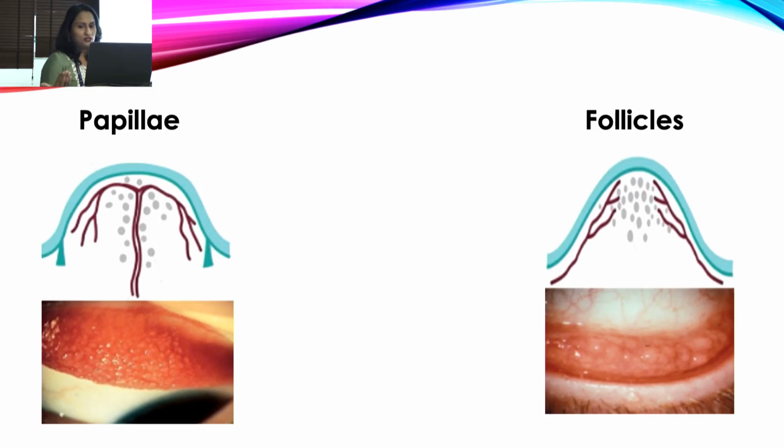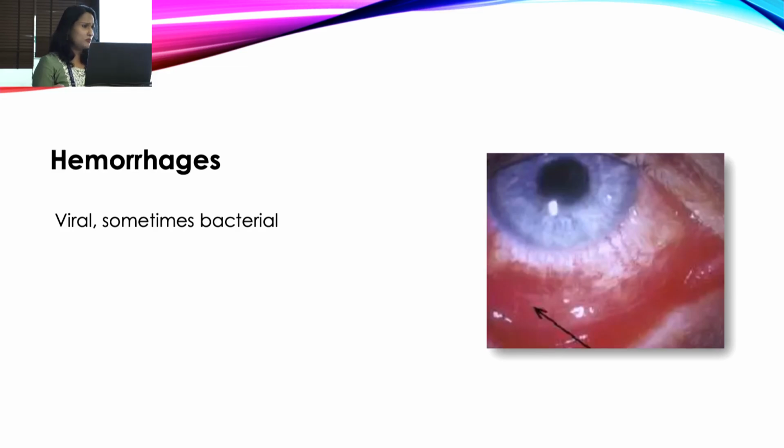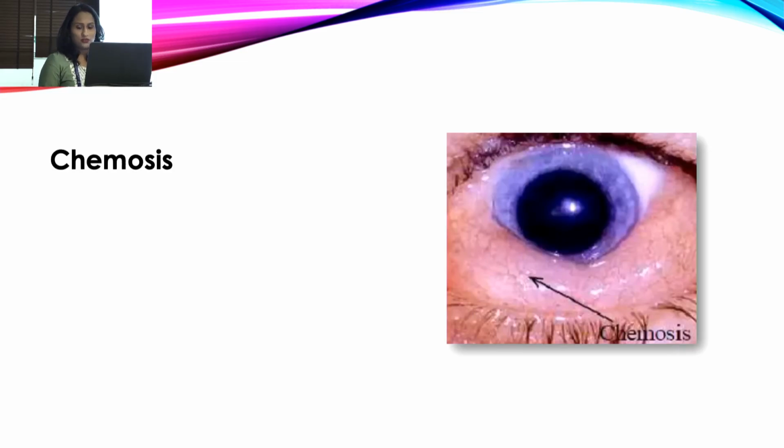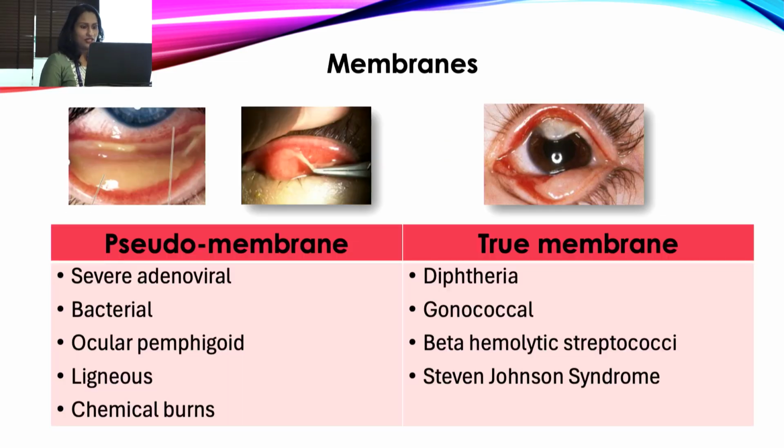This picture shows how to differentiate between papillae and follicles. Because the papillae have a vascular core, they appear as red, raised, elevated dots, and the follicles resemble grains of rice, with the blood vessels around the follicles. Some conjunctivitis can present with hemorrhages, usually viral. Chemosis can also be a presenting sign.